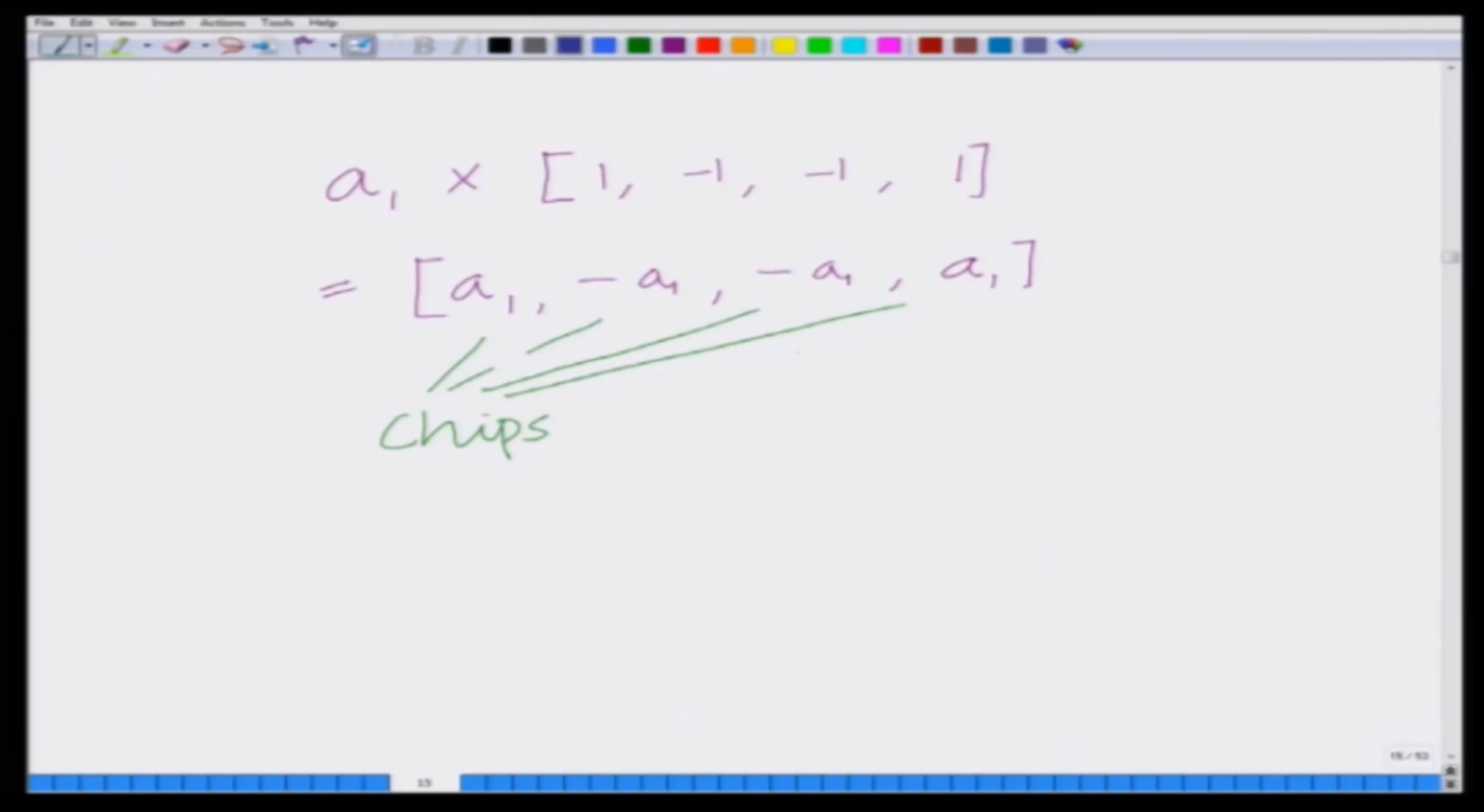Therefore, what we are doing here is generating 4 chips, that is n, which is the length of the code, equal to 4. So, we are generating n equal to 4 chips per symbol. In this simple example that we had considered previously, for each symbol A0 we are generating 4 chips, for symbol A1 we are generating 4 chips. So, we are transmitting 4 chips per each symbol.